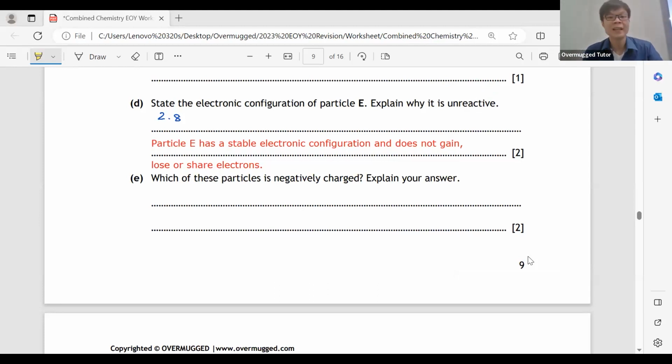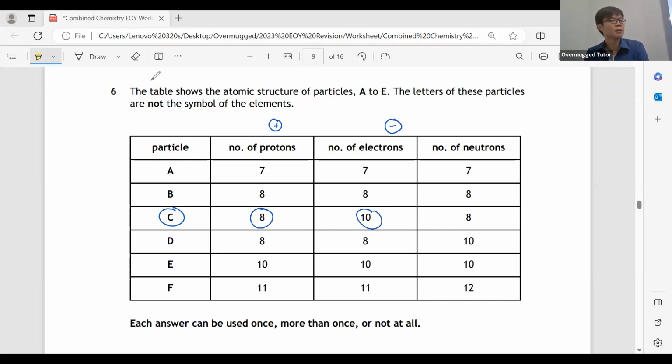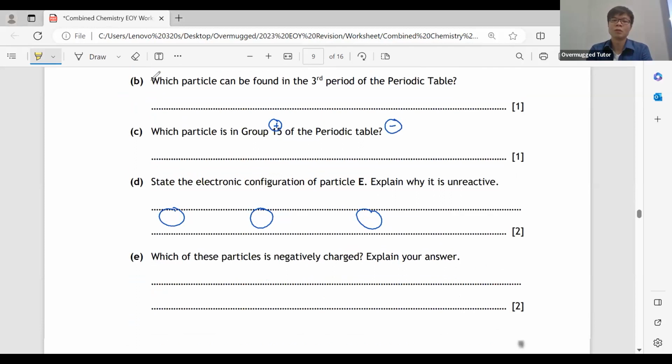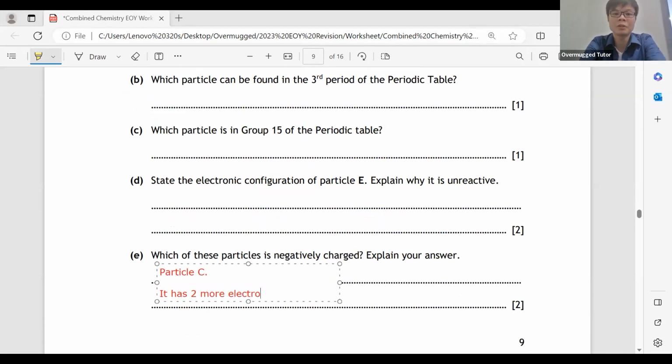Which of these particles is negatively charged? Just compare the number of protons and electrons. Remember, protons are positive charges, electrons are negative charges. You can see that for C, you have 8 positive charges and 10 negative charges. So C is the answer. It has 2 more electrons.